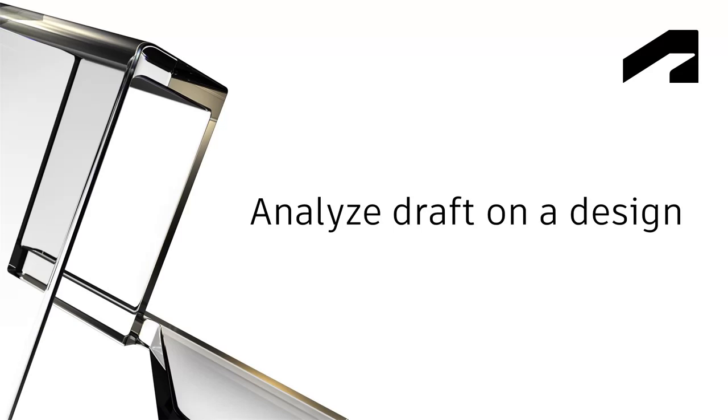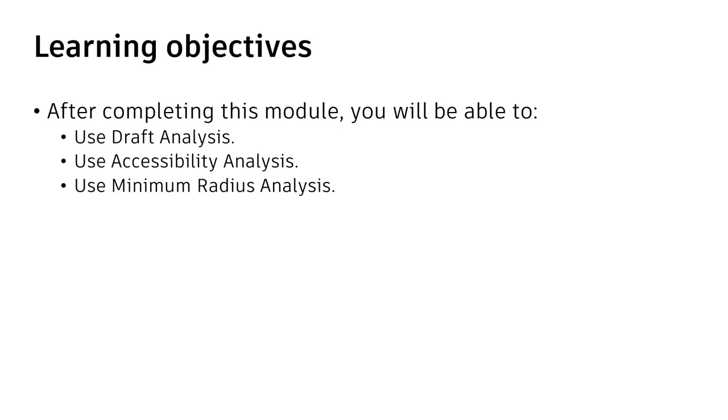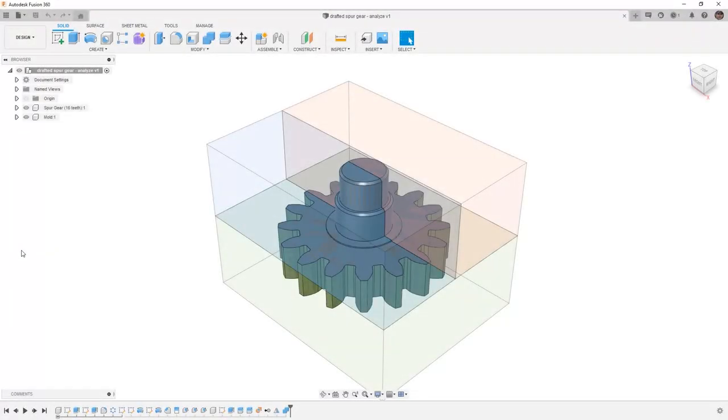Analyze draft on a design. In this video, we'll use draft analysis, accessibility analysis, and minimum radius analysis. In Fusion 360, we want to get started with the supply dataset drafted spur gear-analyze.